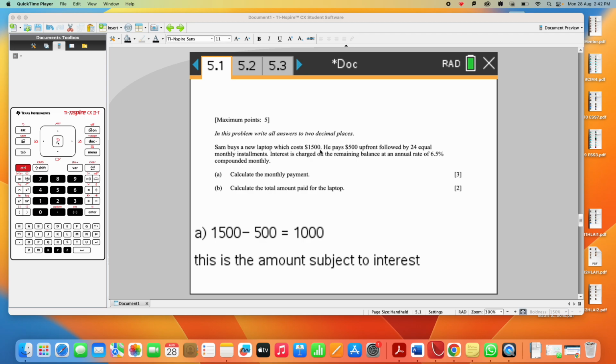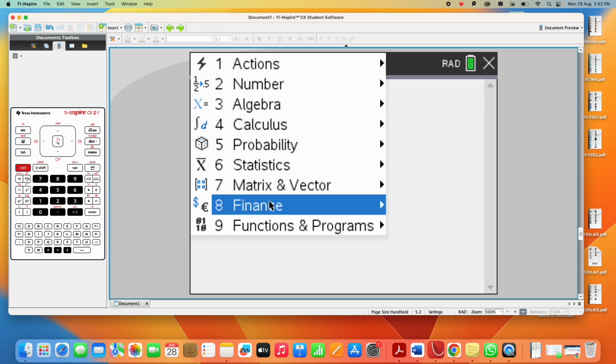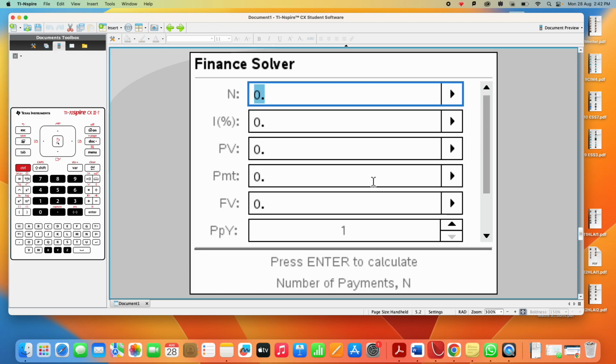So the present value, I think, when we go to menu, finance solver, is the 1,000 that's coming to me, right? And I'm eventually going to have to calculate the monthly payment, I think, right? So let's go back and find out. In fact, why don't you just read it out to me?